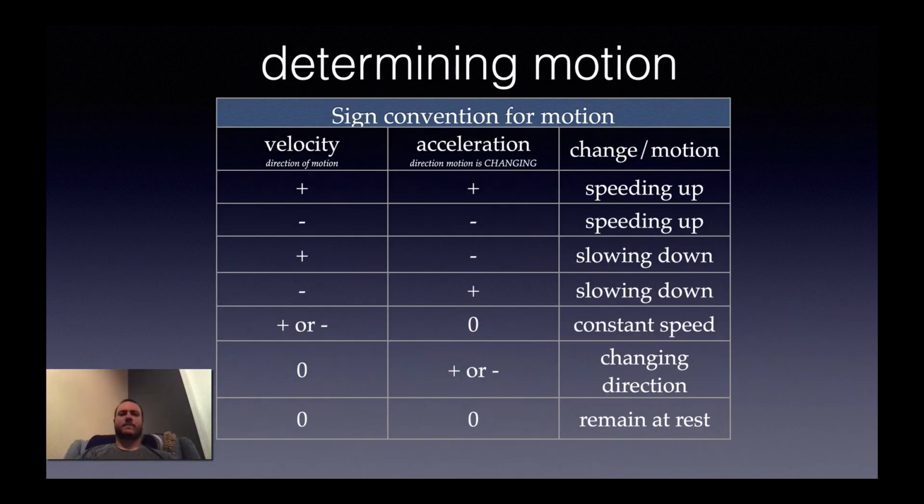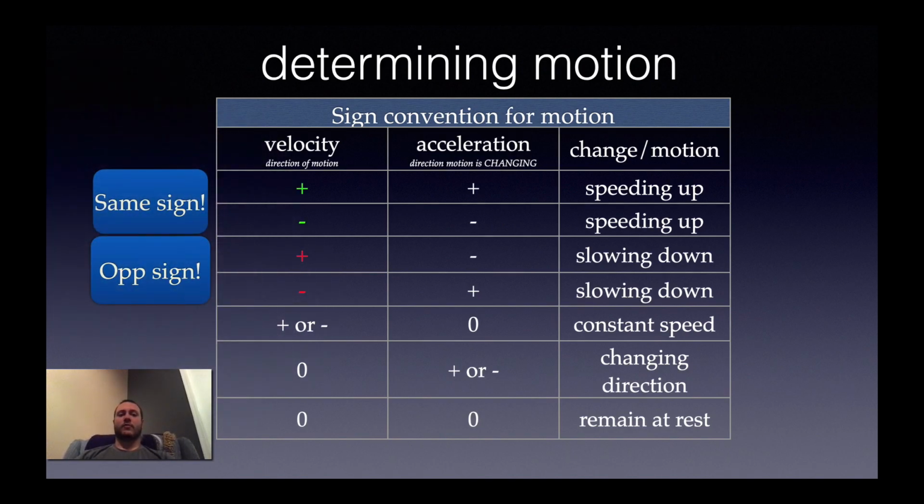What this chart is telling us is there are ways that we can determine what an object is doing, either based on a graph, or a written description, or based on data that you're given. You can tell what it was doing. So we have first the sign convention. In the left column, we have our velocity, which tells us which way we're going. The middle is our acceleration, which tells us how the motion is changing. And on the right, it tells us what that result is. So what you need to really focus on here is what happens when the acceleration and the velocity are the same and what happens when they're different.